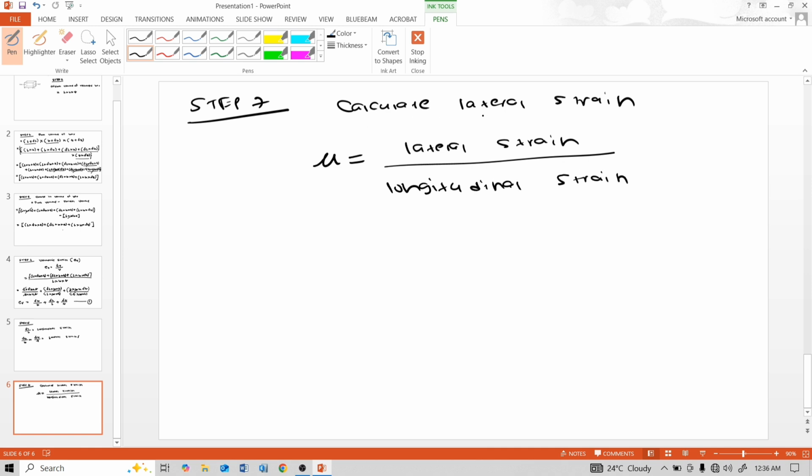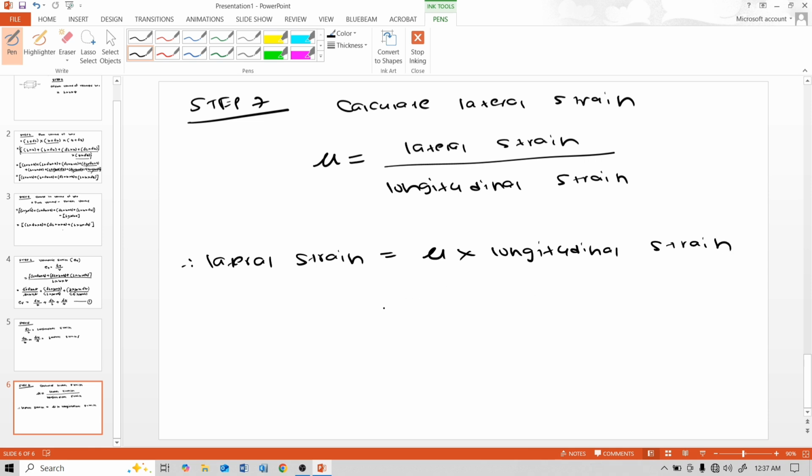And our step 7 main objective is to calculate lateral strain. Lateral strain is equal to minus Poisson's ratio into longitudinal strain. Why do I write a minus sign in front of this Poisson's ratio?